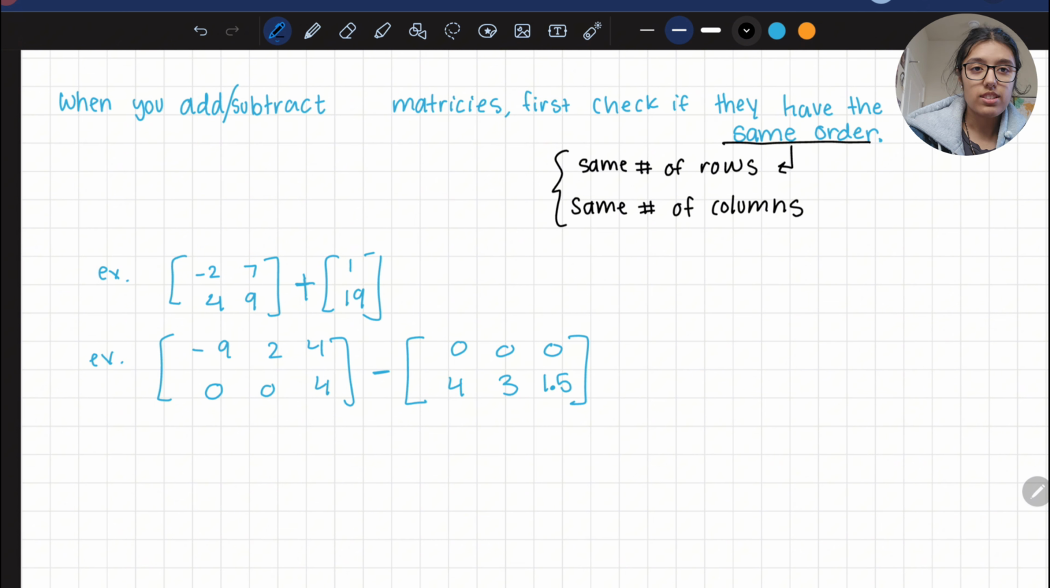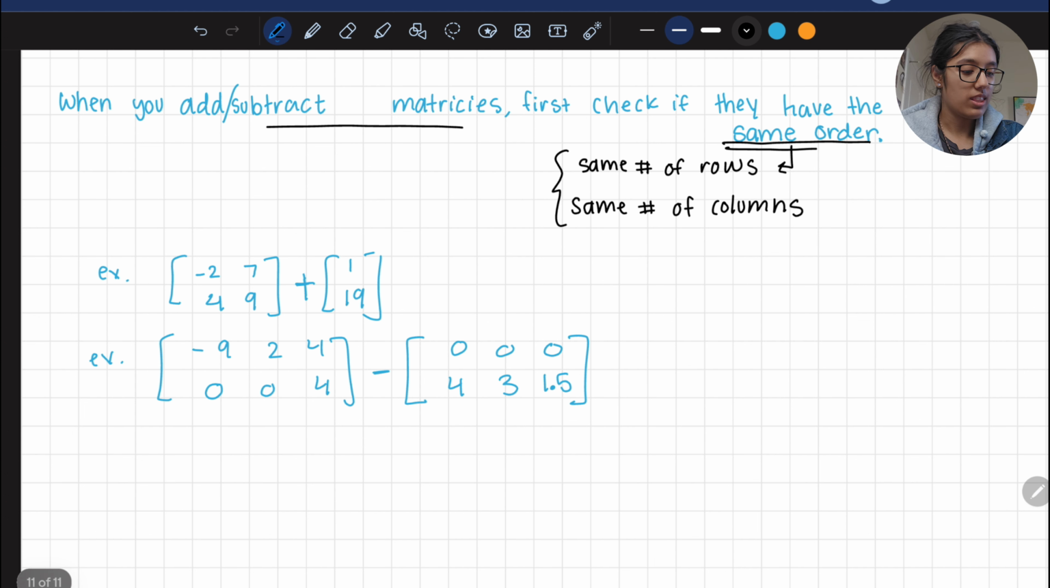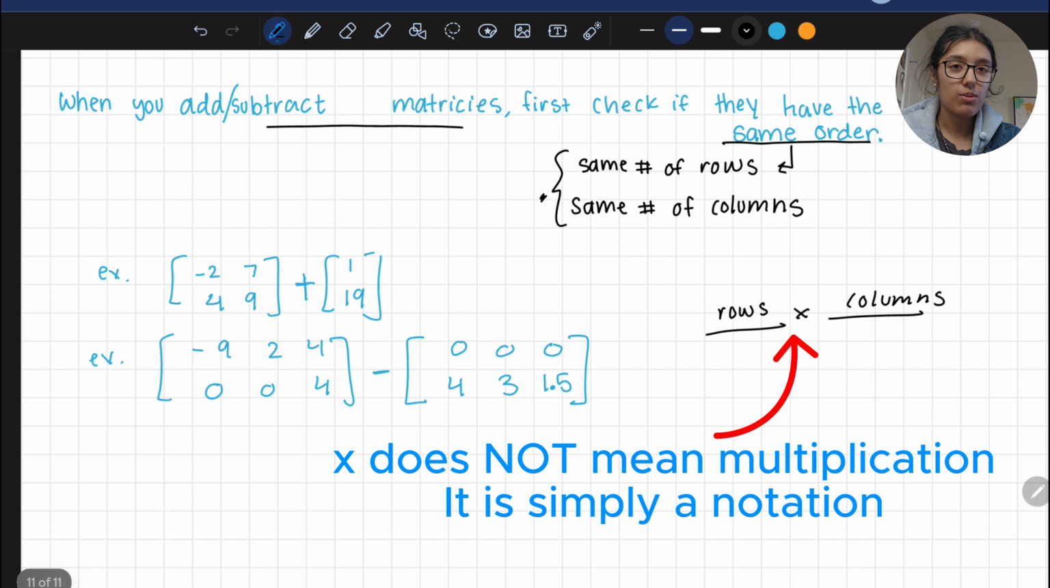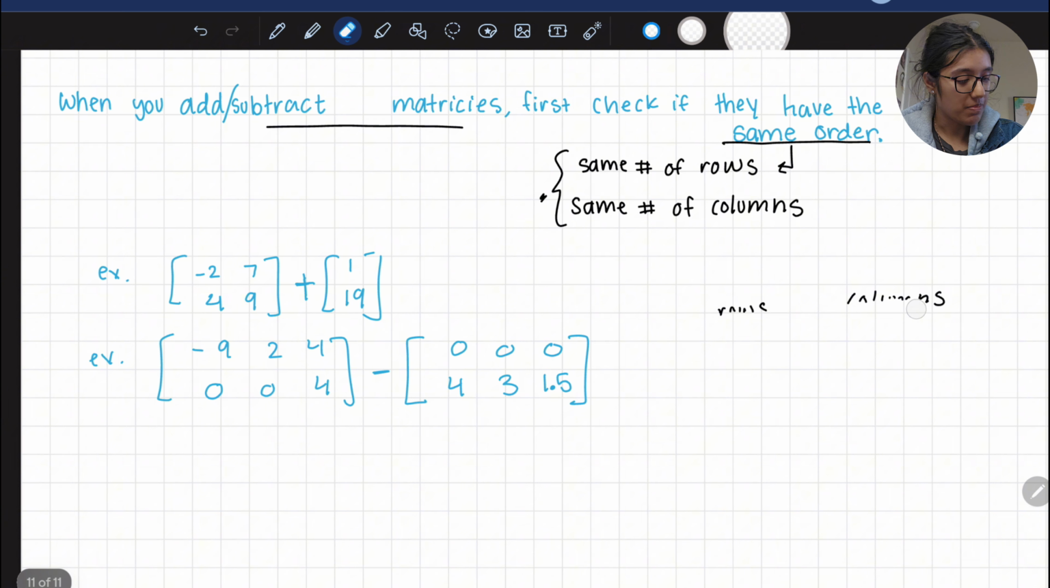Alright, so let's actually discuss some theorems and prerequisite properties we need to know before you can add and subtract matrices. One of these properties is that when you add or subtract matrices, first check if they have the same order. In my previous video on matrices and determinants, I went into what this means, but if you haven't watched that, no worries. Same order of matrices just means same number of rows and same number of columns. The order of a matrix is the number of rows by the number of columns. If you want to know more about that, just go ahead and watch my previous videos.